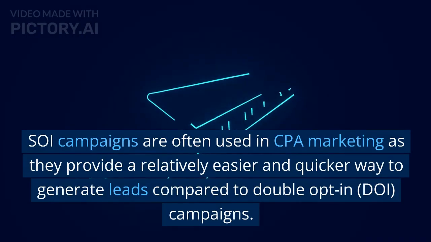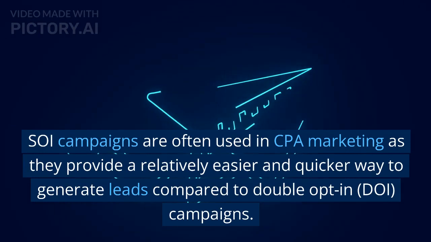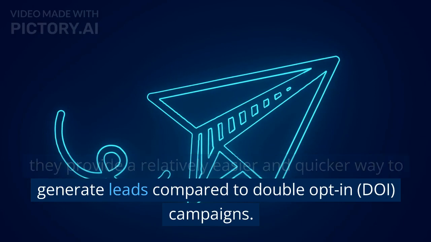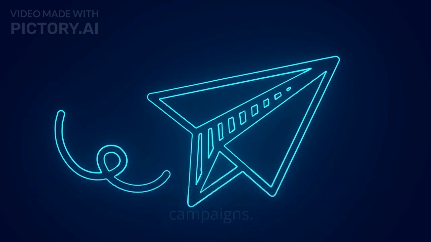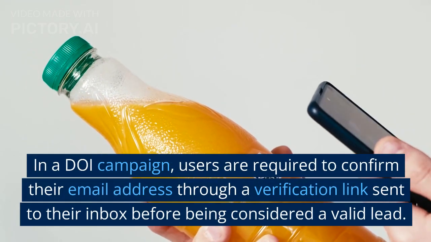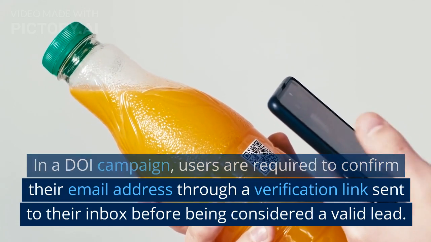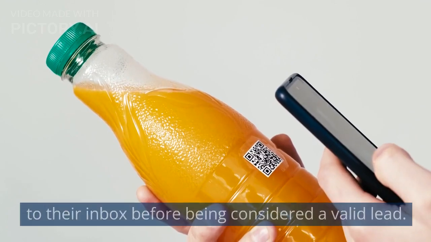SOI campaigns are often used in CPA marketing as they provide a relatively easier and quicker way to generate leads compared to double opt-in (DOI) campaigns. In a DOI campaign, users are required to confirm their email address through a verification link sent to their inbox before being considered a valid lead.